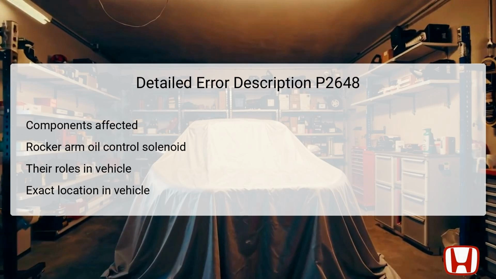The rocker arm oil control solenoid regulates the flow of oil to the rocker arms, affecting the timing and performance of the engine through the VVT system. This solenoid interacts with oil pressure to enable variable lift profiles, accommodating both power demands and fuel efficiency. The solenoid itself is integrated with the rocker arm oil control valve and is located near the engine's valve cover, making it accessible for inspection.